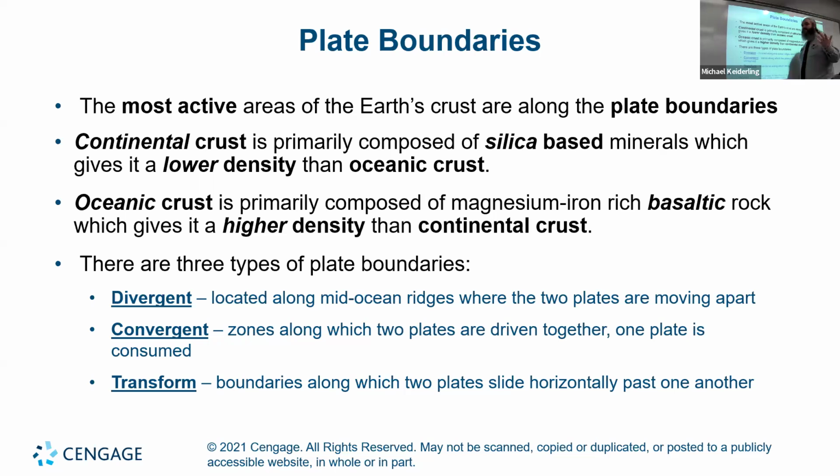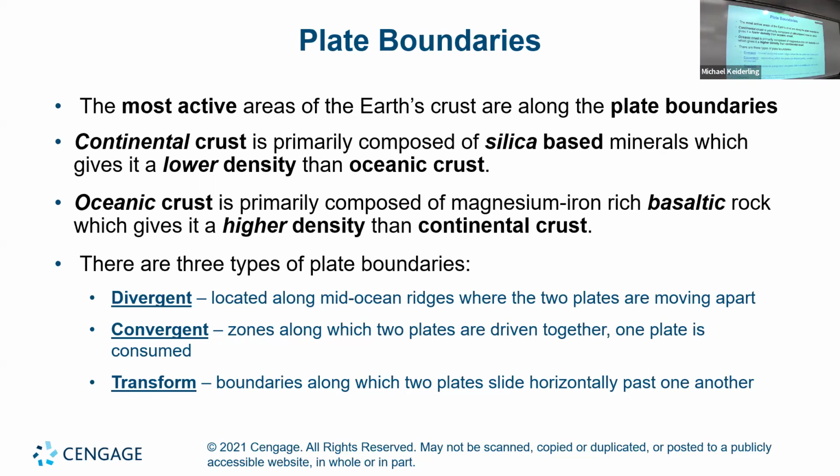And the crust is made of two different types. There's continental crust, which forms the continents. It's primarily composed of silica-based minerals, which gives it a lower density than oceanic crust. It's similar to granite as a rock, while oceanic crust is primarily composed of magnesium and iron-rich basaltic rock, which is a denser rock, which gives it a higher density than continental crust.